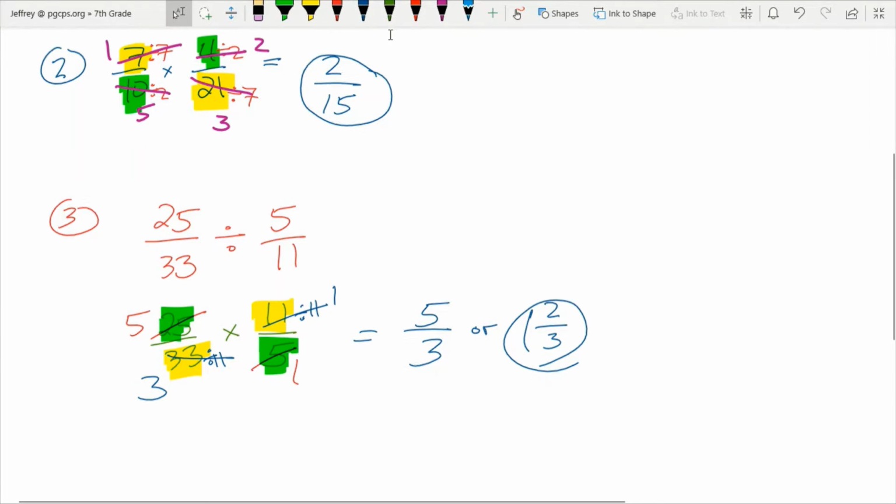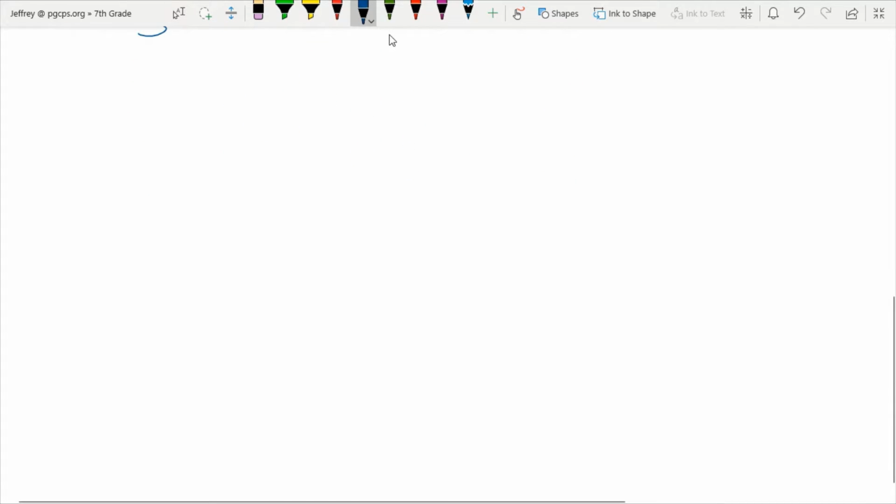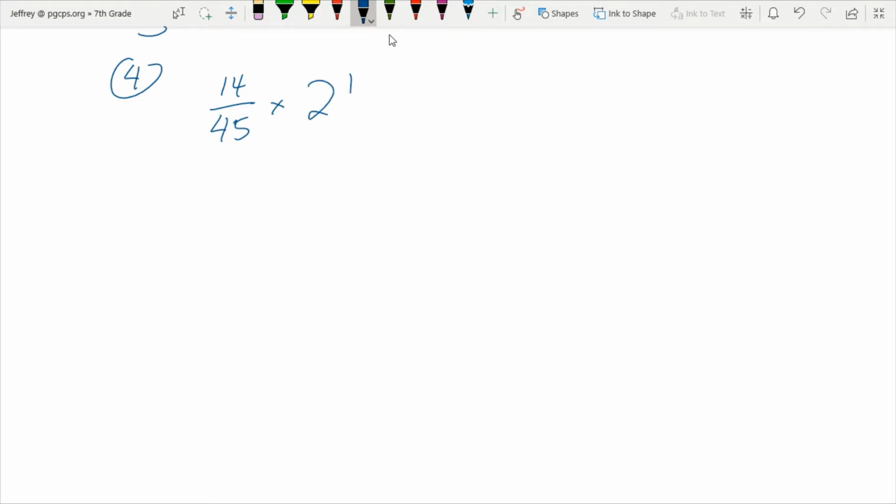Now, let's try the last number, number 4. So what if we have 14 over 45 times 2 and 1/7? You can try this on your own. Pause the video. Afterwards, you can click play. We need to change the mixed number into an improper fraction. So 2 times 7, that's going to be 14. Add 1, that gives you 15 over 7. And copy the rest of the factors.